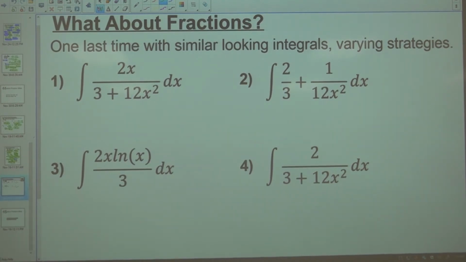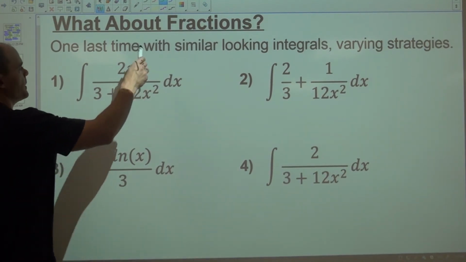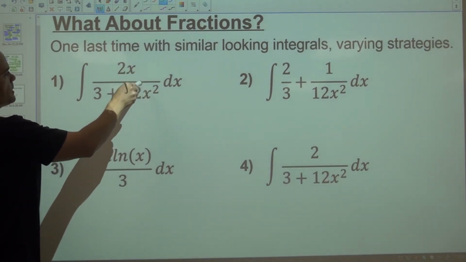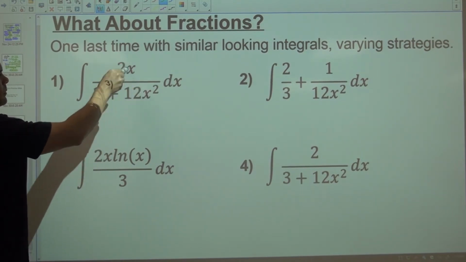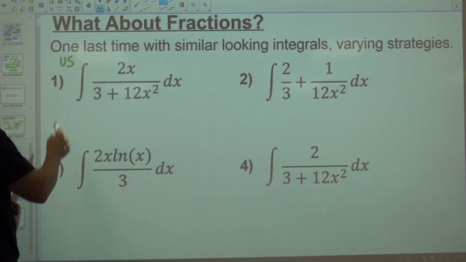So now we've got fractions, lots of fractions. All right, what do I see here? I see an x squared and I see an x. These are 1 degree away. This must be a u sub.